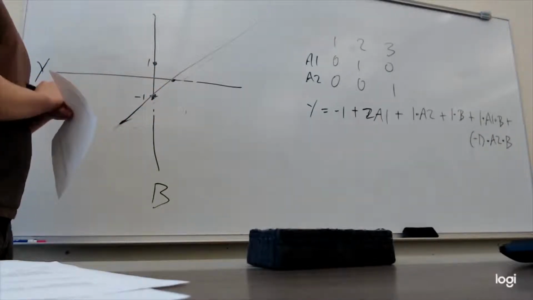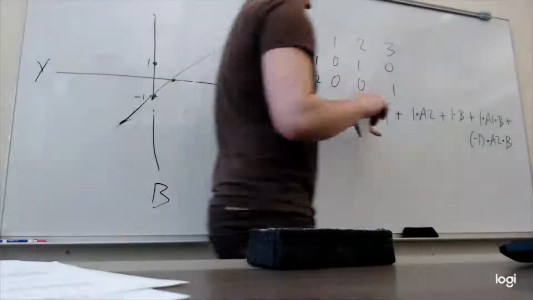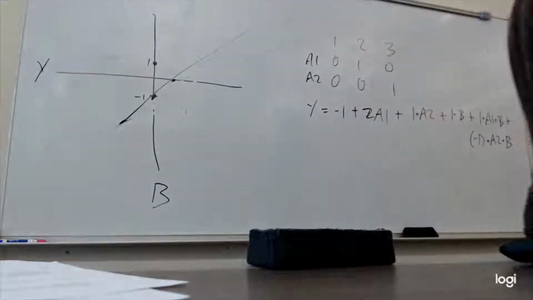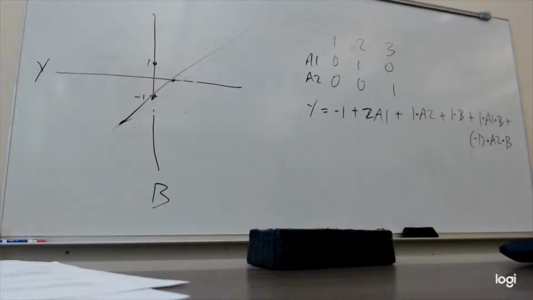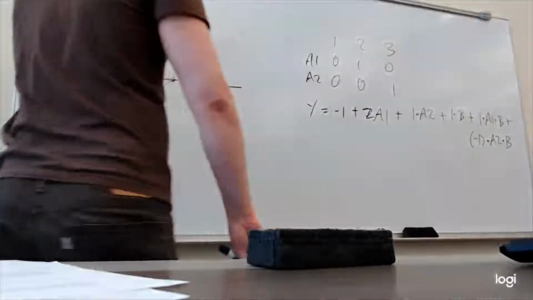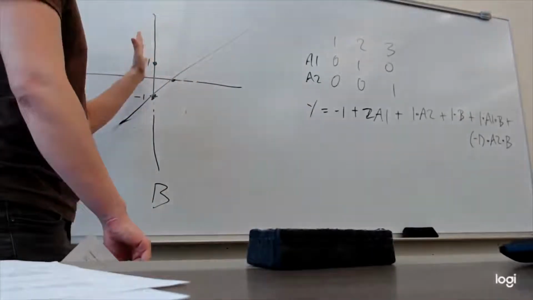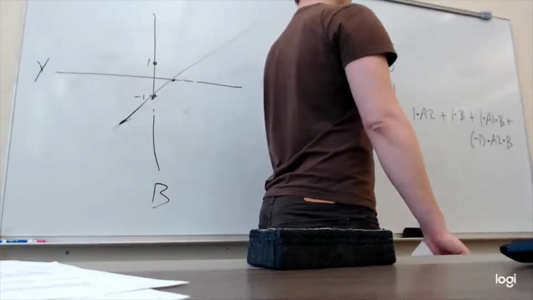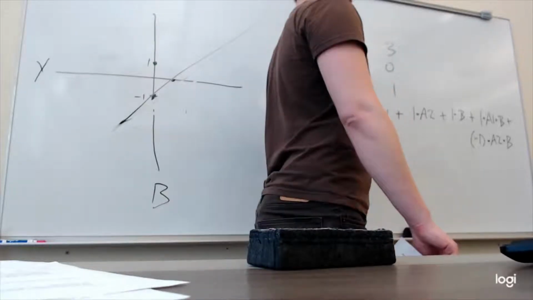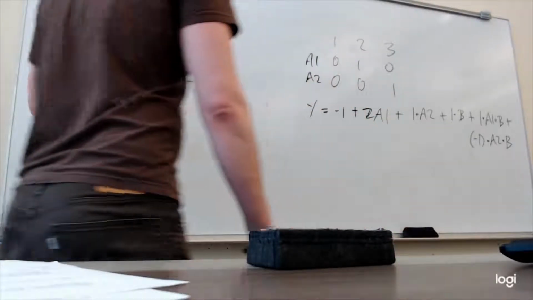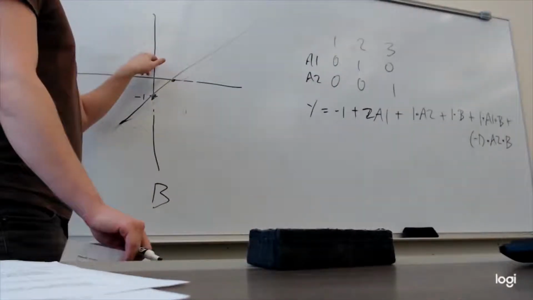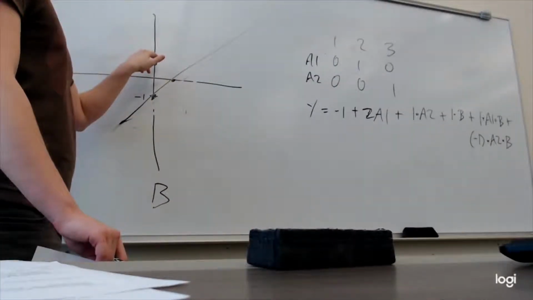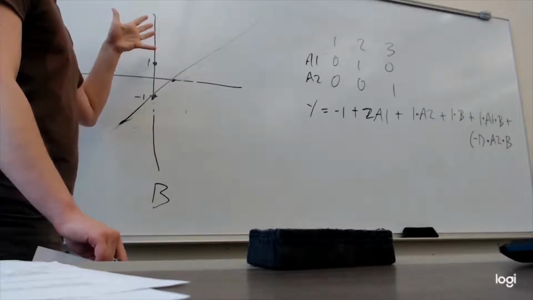Wait, one more time, sorry. This coefficient right here tells me at 0 on B, so at the y-intercept, if I go from level 1 to level 2, I have to increase my predictions by 2. I'm at -1, I go up to 1. So I'm increasing my predictions by 2.